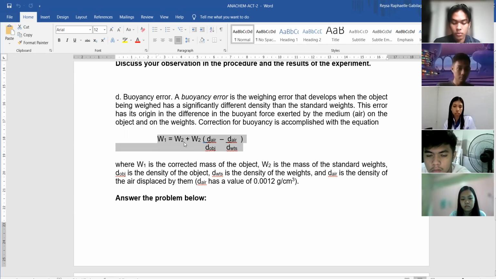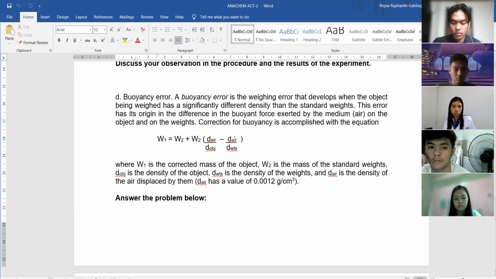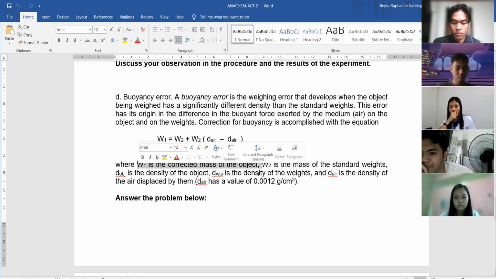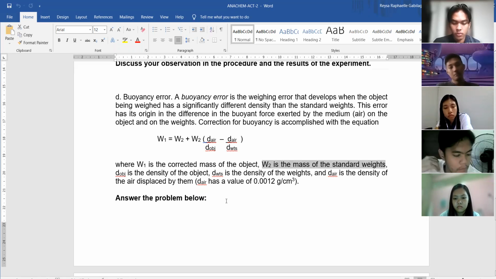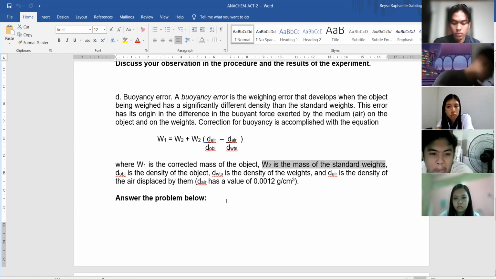W1 is equal to W2 plus W2 times density of air divided by density of object minus density of air divided by density of the weights. So W1 there is the corrected mass of the object. Yan yung hahanapin natin kasi nga may mali daw sa weighing. And W2 is the mass of the standard weights. Meron kasing weights na ginagamit doon sa analytical balance.